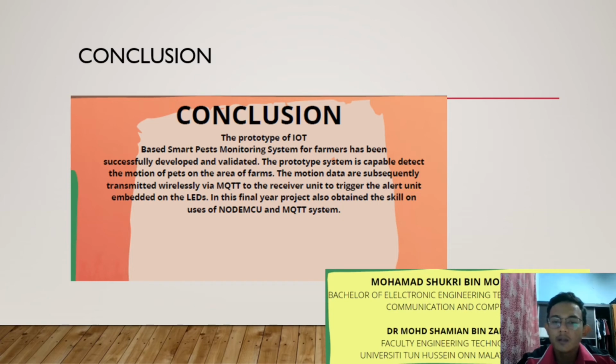This final year project also gave me skills in using NodeMCU and the MQTT system. My recommendation for this project is that we can add a better sensor, which is an ultrasonic sensor, that can detect a longer distance, or we can add a camera or use an AI system, which will snap a picture and send it to the farm owner.